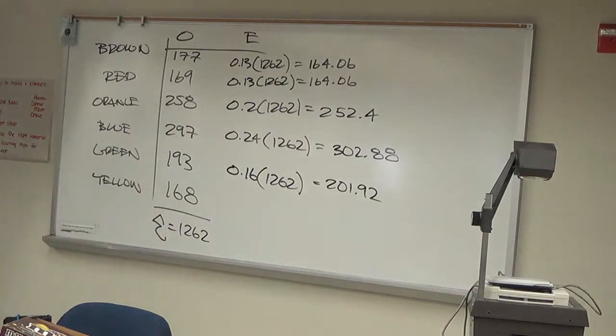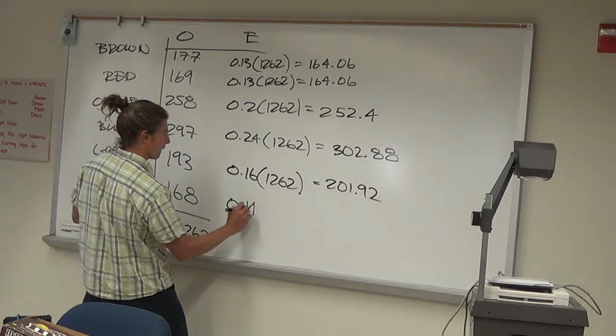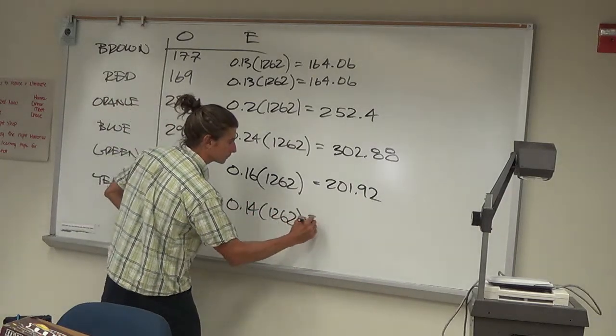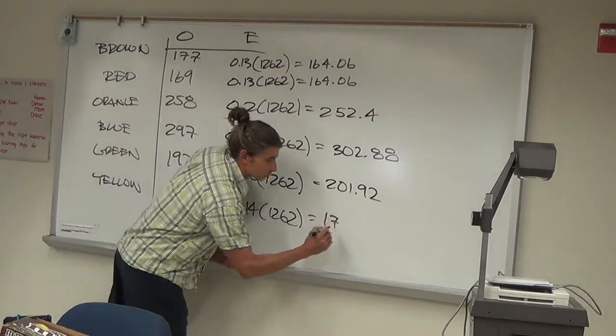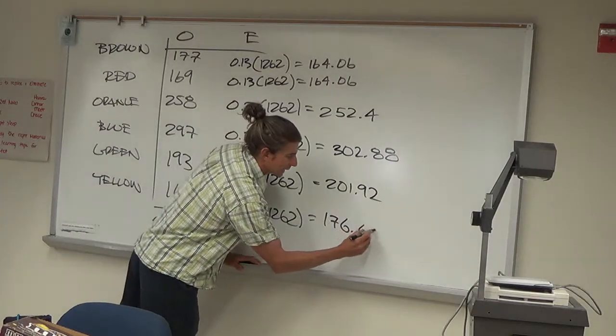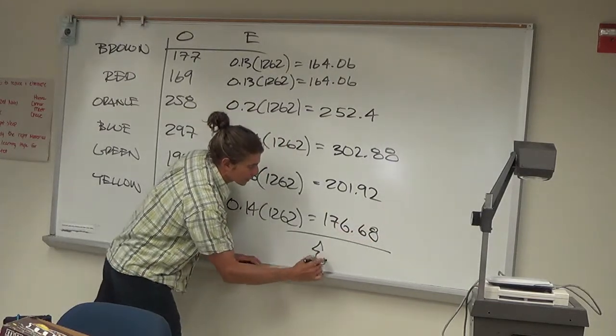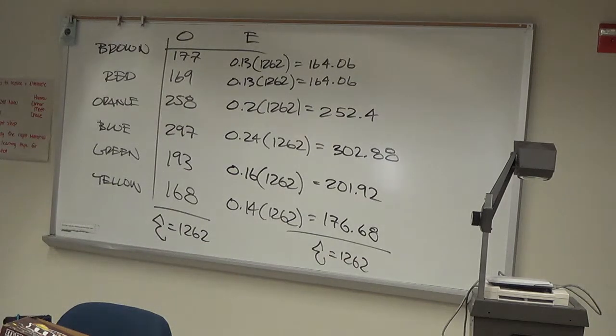And yellow, 176.68, because yellow is 14. I forgot the number I said already. 176? 176. The observed was 168. Which will all sum to the same 1262 that we summed to over here. It's going to be just fine.